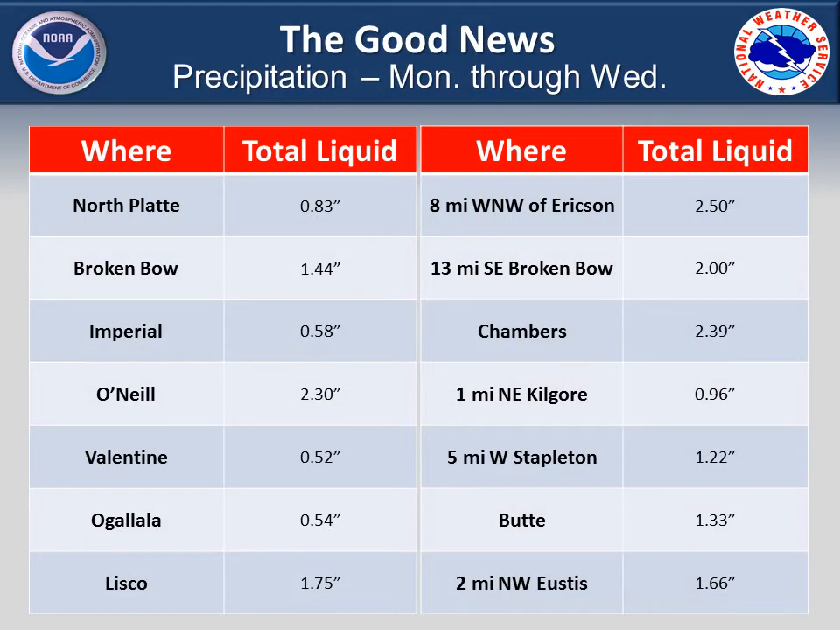There is some good news from this event, however. Many areas received some beneficial moisture as a result of this system. Some areas received around an inch of liquid precipitation if you combine the rain and the melted snow and the melted sleet. Also, some areas received over 2 inches of precipitation.